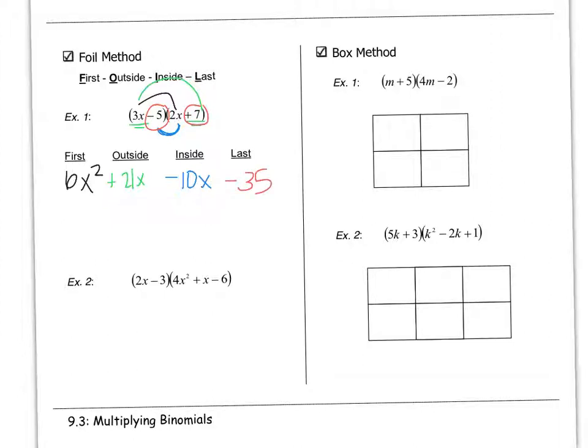After you do that, you write it in standard form from least to greatest, and this is already in standard form, except I need to combine like terms. So when I combine like terms, I'm going to get 6x squared plus 11x minus 35. Now, you can only use foiling for two binomials.